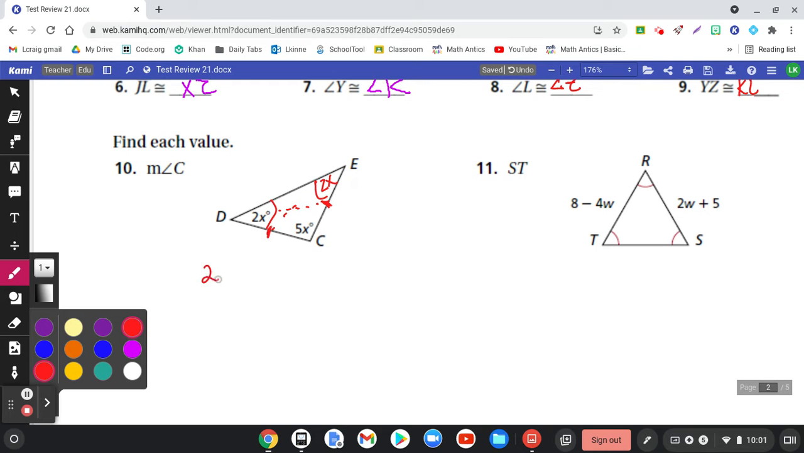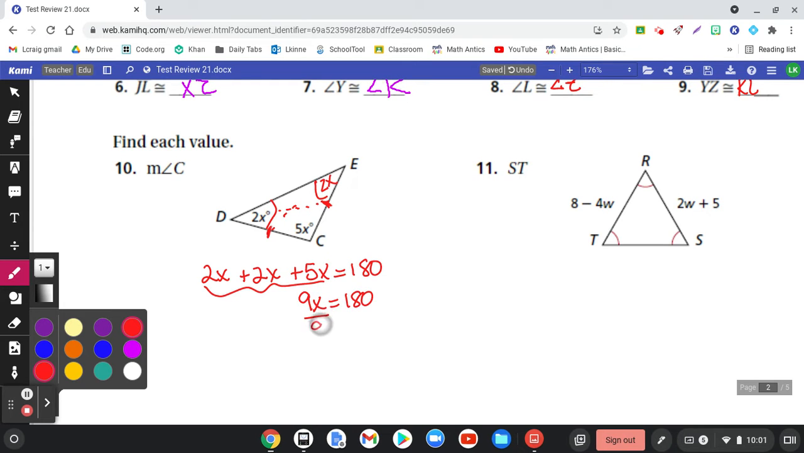All right, so let's set up our equation. 2x plus 2x plus 5x equals 180. If we add these together, we get 9x equals 180. Divide by 9, x equals 20. Make sure you answer the question they're asking. It says find the measure of angle C. That's what that M stands for, measure of angle C. 5x, 5 times 20, is 100 degrees.